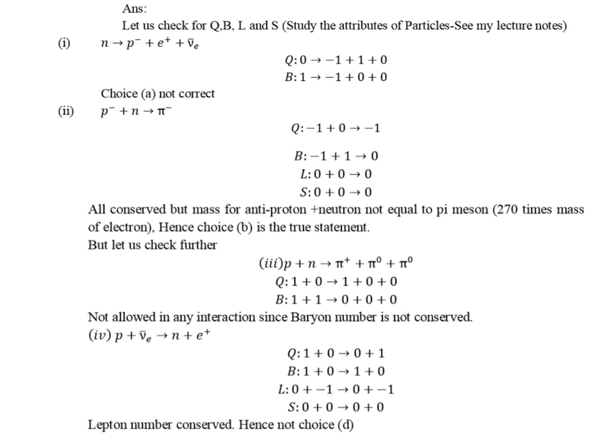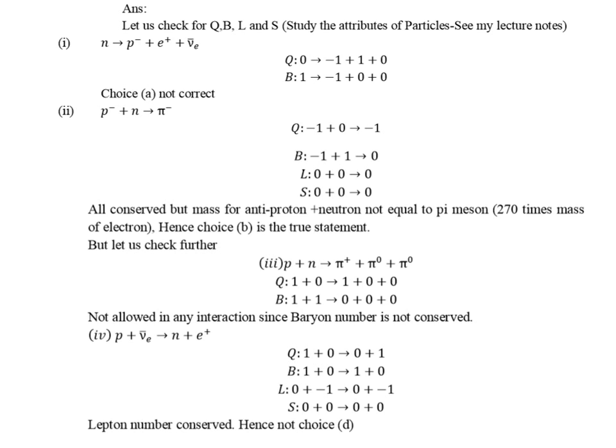Now the first reaction: neutron gives antiproton plus positron plus antineutrino. We check for Q. It is correct. Everything is conserved. Charge is conserved. Now we go for baryon number. So you have to learn the baryon number for each particle. There also baryon number is conserved. And choice A says that baryon number is not conserved. That is not true. So choice A is not the correct answer for this question.